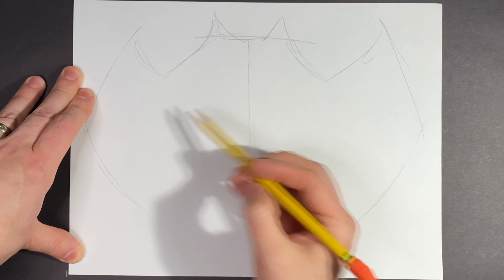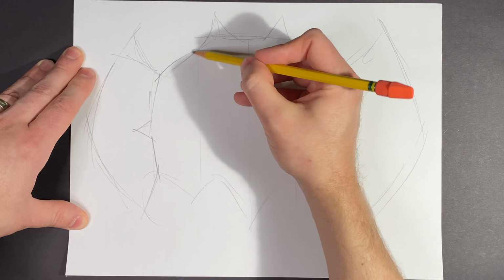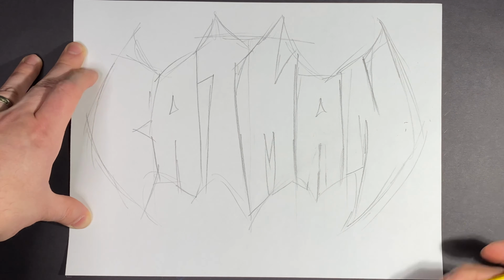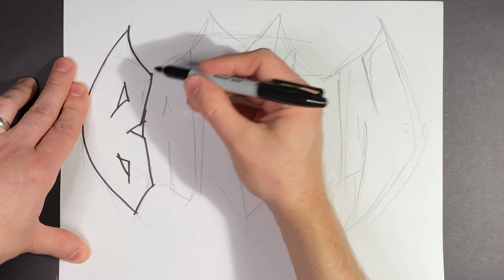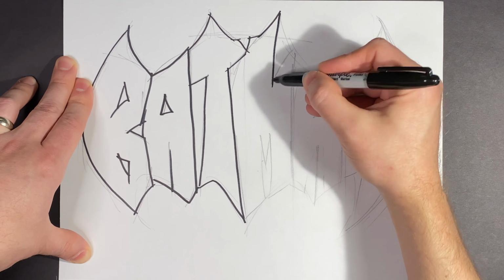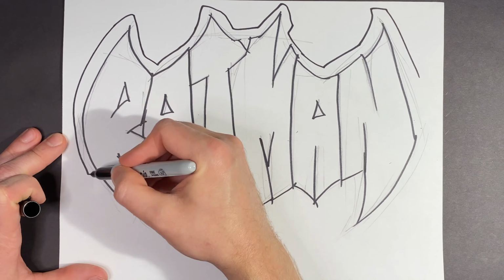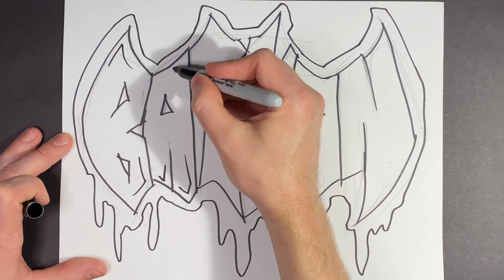I wasn't satisfied with that, so what I wanted to do was draw a bat symbol and then fit the letters inside the bat symbol to make it a little bit more interesting. So I blocked out my text, outlined it in Sharpie, and then I'm also going around it to make it look a little bit more like paint drips.